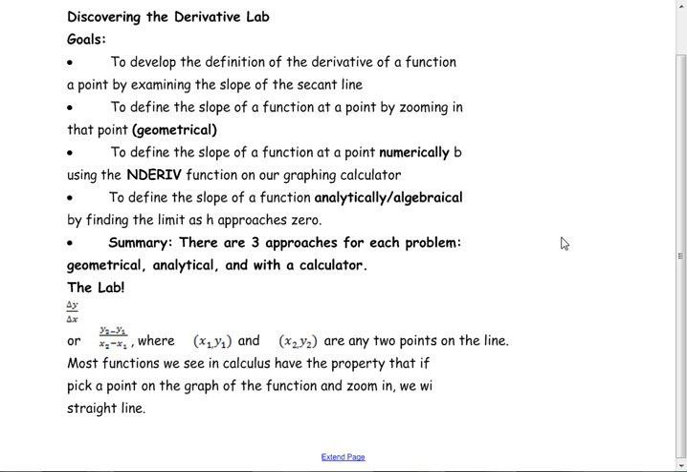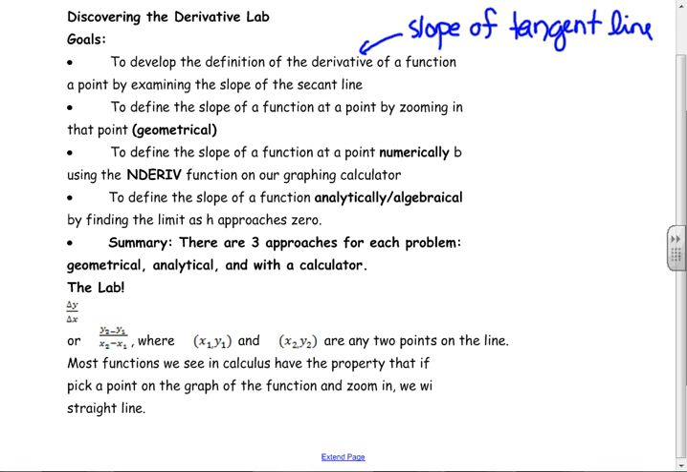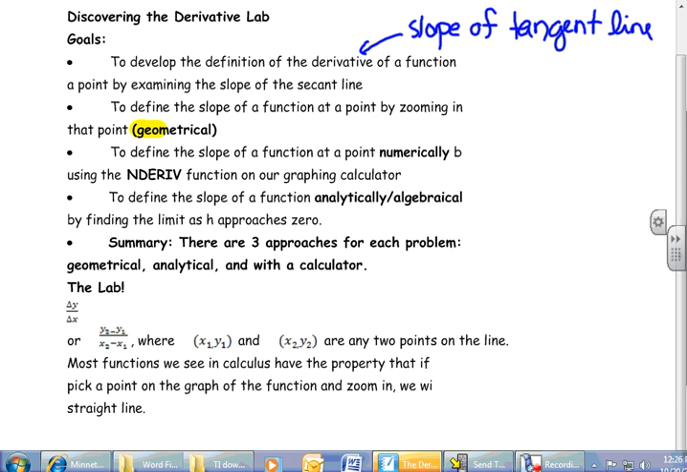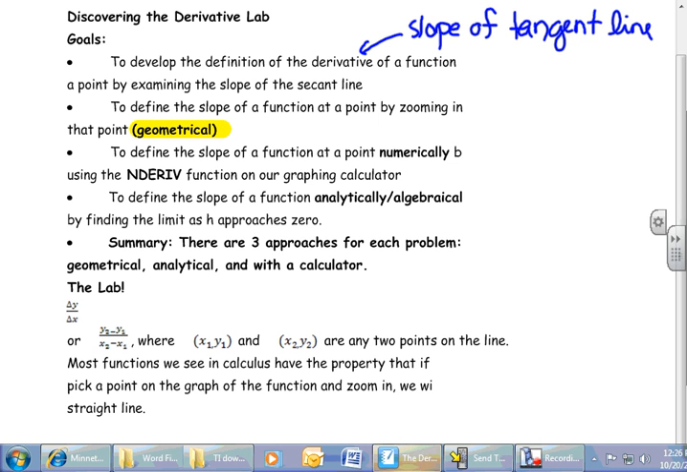We want to develop the definition of a derivative, and a derivative is the slope of the tangent line. Okay? You're going to define the slope by zooming in, so you're going to have a geometrical solution for each of the functions. There are 3. We'll do the x cubed one together. So you get the geometrical one, and then you're going to do it numerically. They really are the same. This is you actually calculating the slope by finding 2 points really close together, by zooming in until the function looks like a straight line. And so it's just looking at points on your graph.